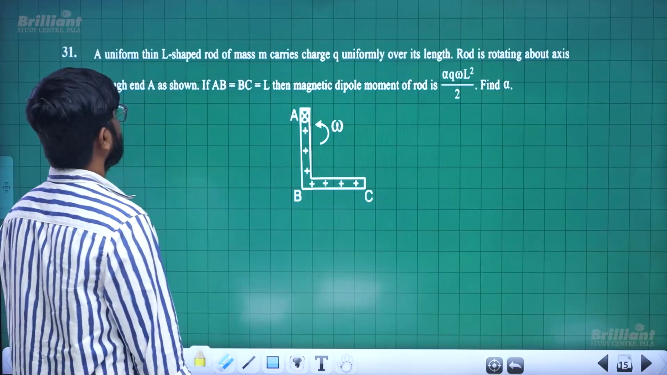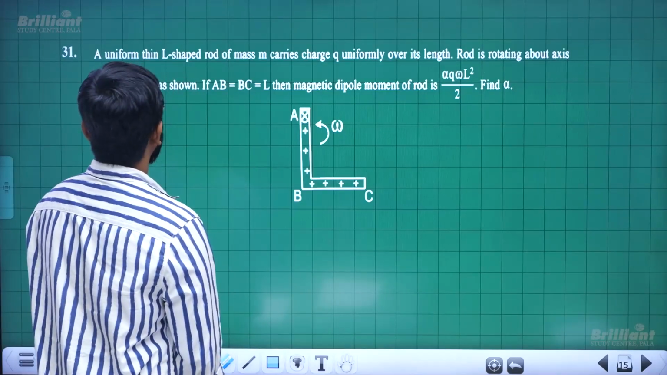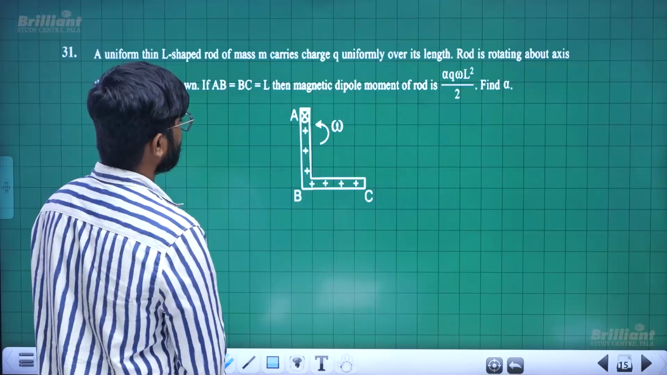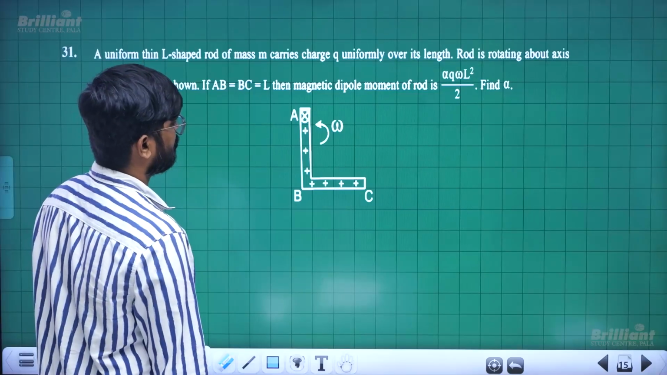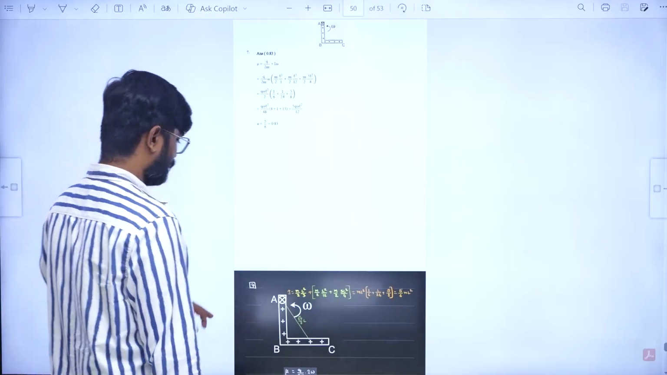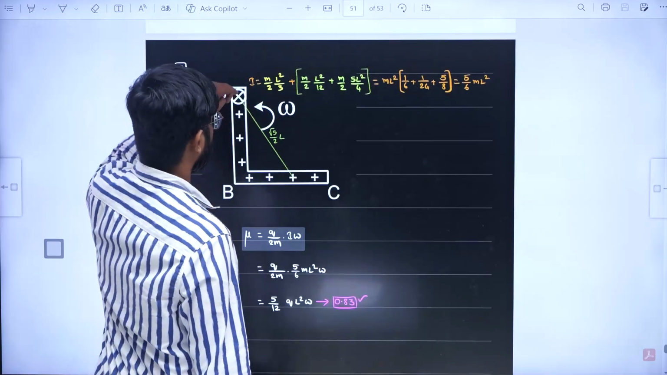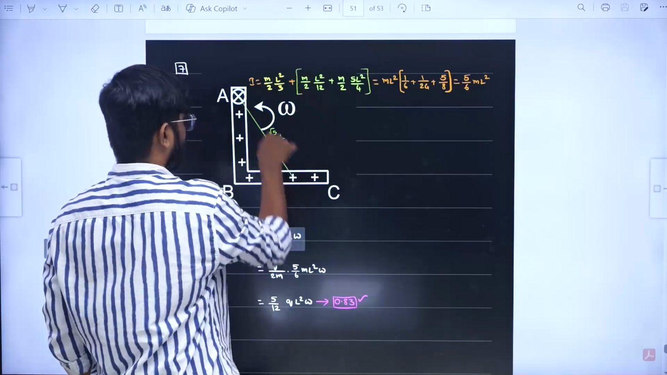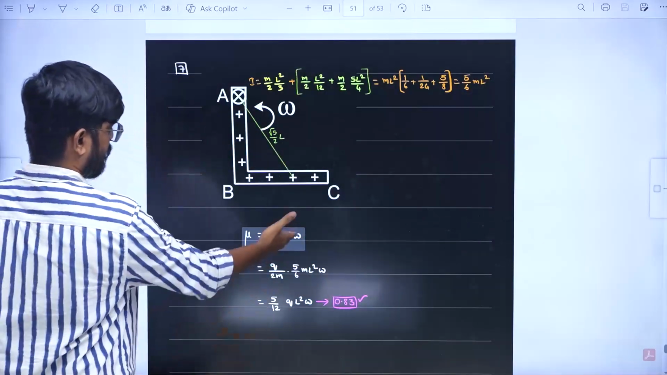A uniform thin L-shaped rod of mass m carries charge q uniformly over its length. The rod is rotating about an axis through end A as shown. If AB equals BC equals L, then the magnetic dipole moment of the rod is... The charge density and mass density ratio is constant, so you can go with the gyromagnetic ratio. For that you should know what the moment of inertia is. Moment of inertia about this axis for this rod is m by 2, L square by 3. For this rod about the center of mass it is this much, then you will be using the parallel axis theorem. So the net total moment of inertia is this much, we just substitute it in the value.